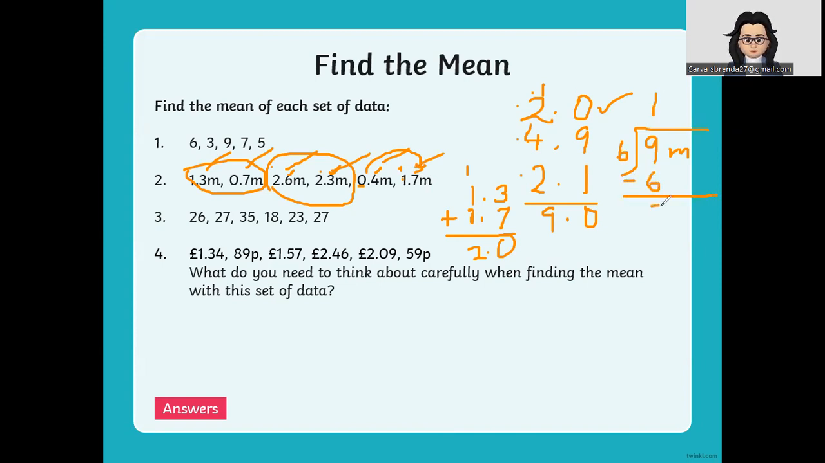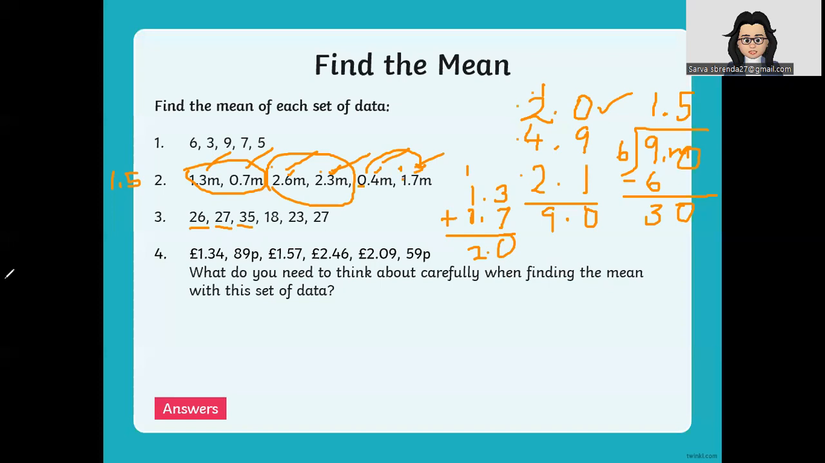6, 3, put in your decimal, bring down the 0, put in the decimal. 30 divided by 6 is 5. So your mean is 1.5. Now the same thing you can do for these questions.